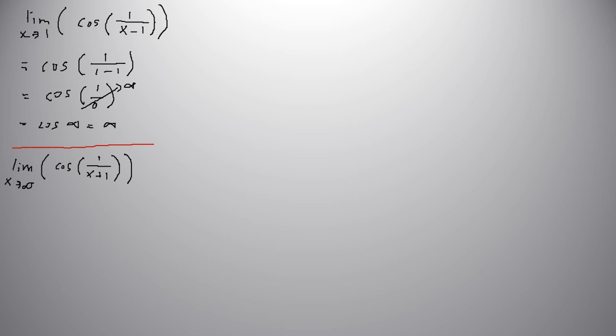Now look at this example. Find the limit for the function cos 1 over x plus 1 as x approaches infinity. So we will find cos 1 over, we substitute x equal to infinity, infinity plus 1. So this one we get cos 1 over infinity. 1 over infinity is equal to 0. So we get cos 0. Cos 0 is equal to 1.